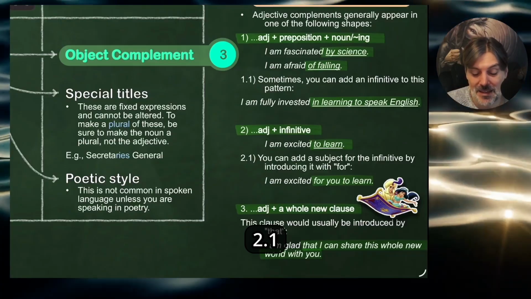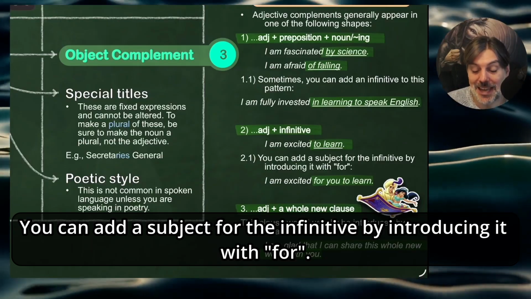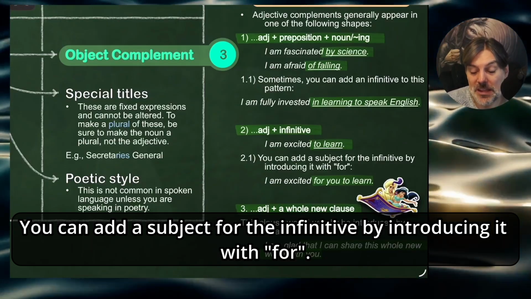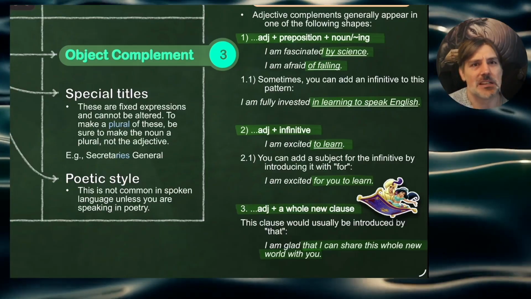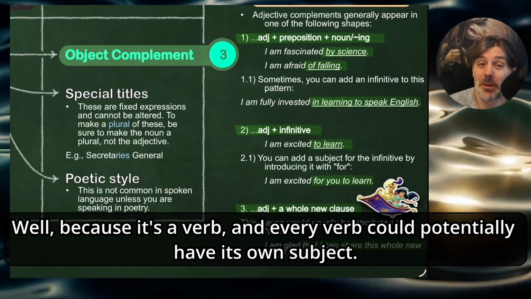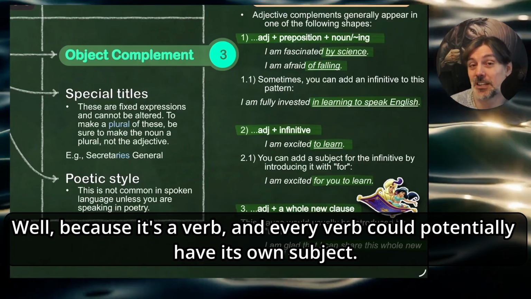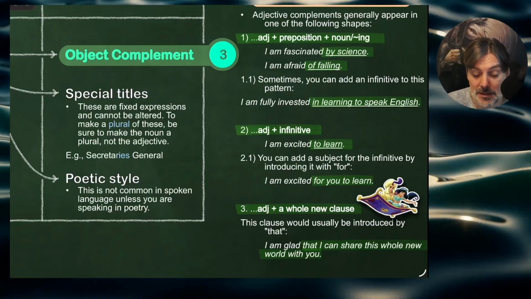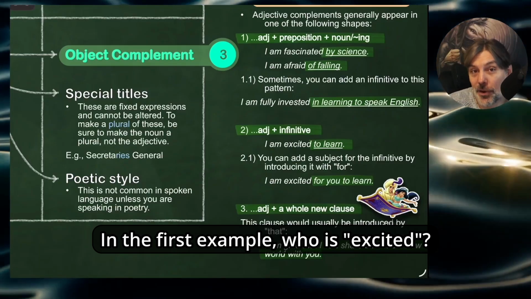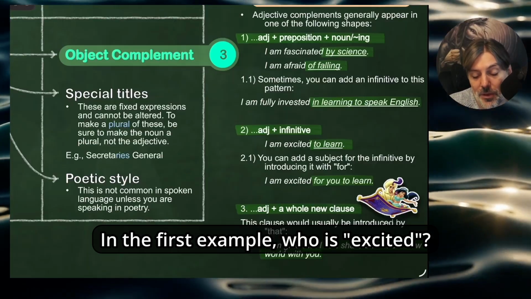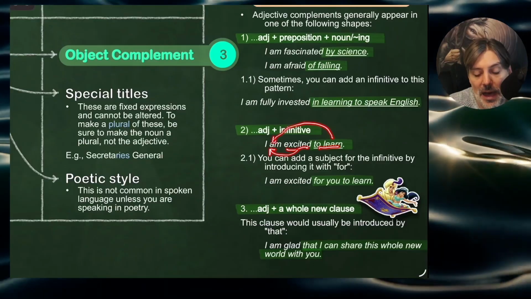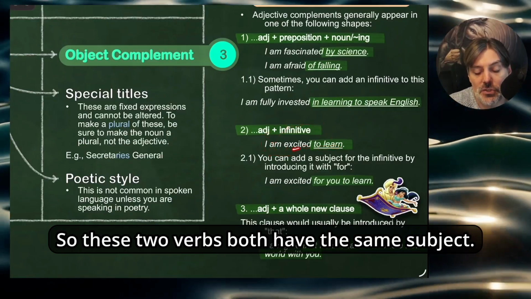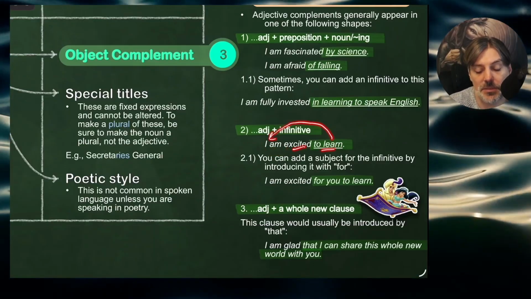Okay. 2.1, you can add a subject for the infinitive by introducing it with for. Why would the infinitive need a subject? Well, because it's a verb, and every verb could potentially have its own subject. I am excited to learn. In the first example, who is excited? It's I. And who is learning? It's also I. Right? So these two verbs both have the same subject.